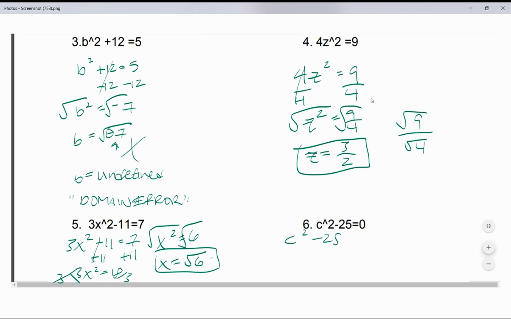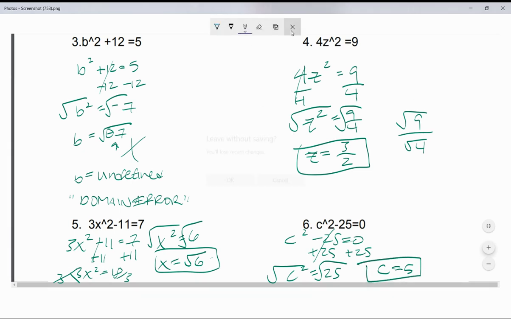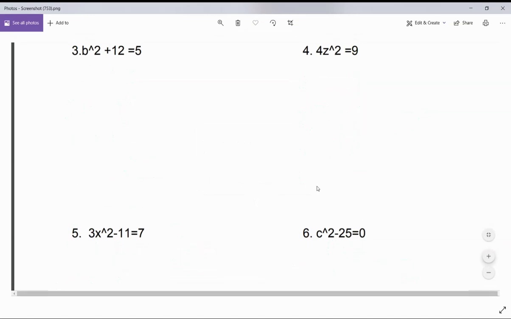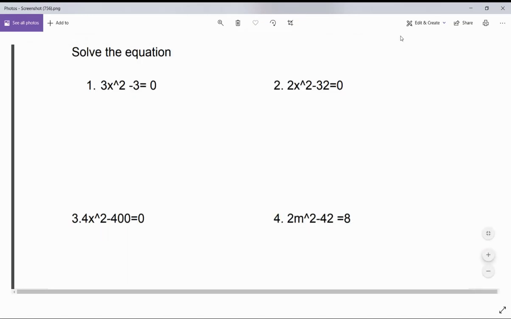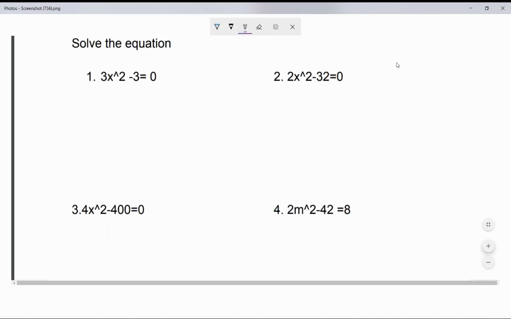c squared minus 25 equals 0. Plus 25, plus 25. c squared equals 25. Let's square root both sides. c equals 5. Once you get the hang of it, it's very, very easy. Yes.